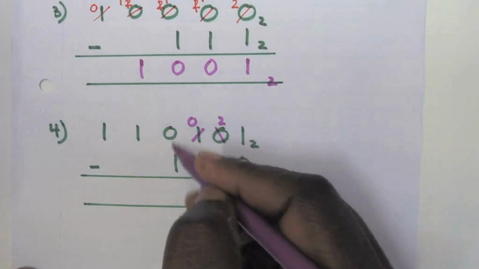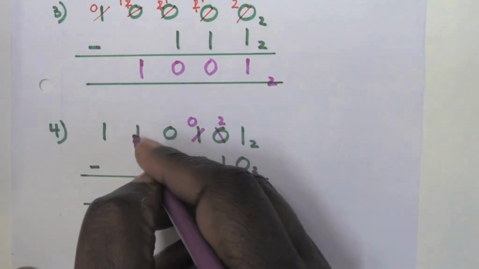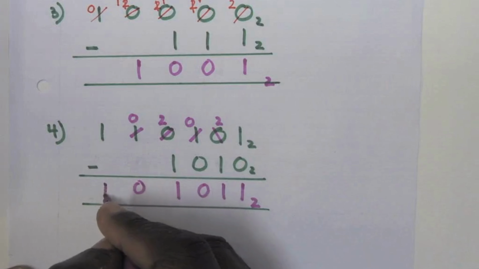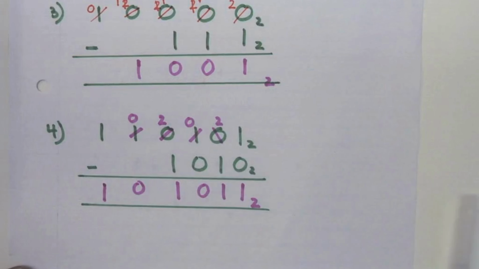In this column here, I have to borrow. If I borrow here, I'm left with a 0. Then because I'm in base 2, I've borrowed a 2, which I've added to a 0 to give me 2. If I subtract here, I'm going to get 1. This part is going to give me 0, and this part is going to give me 1. And that will be my final answer.